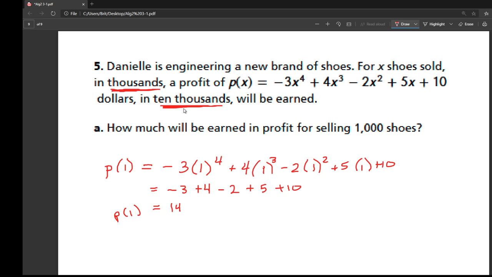Now recognize this is in 10,000s, right? So I need to take that 14 and multiply it by 10,000. So she's going to make $140,000 in profit for selling 1,000 pairs of shoes.